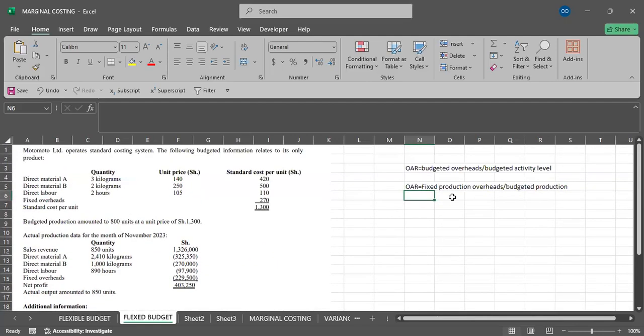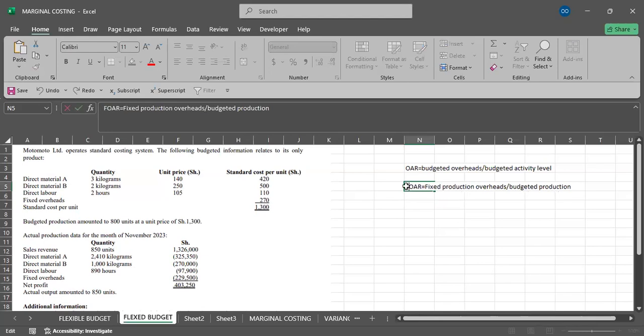So the first thing we need to get is the overhead absorption rate. We need fixed production overheads. We need budgeted production activity level, or budgeted production in terms of units. If you look at this entire equation, they must just deny you one item. So can we use what is given to get the unknown item? So the overhead absorption rate, we are now referring to what we call the fixed overhead absorption rate.